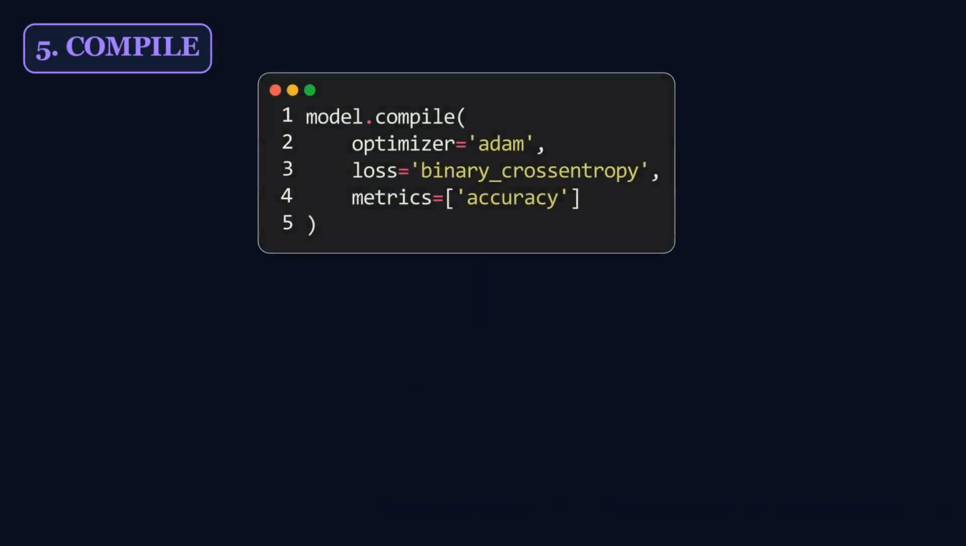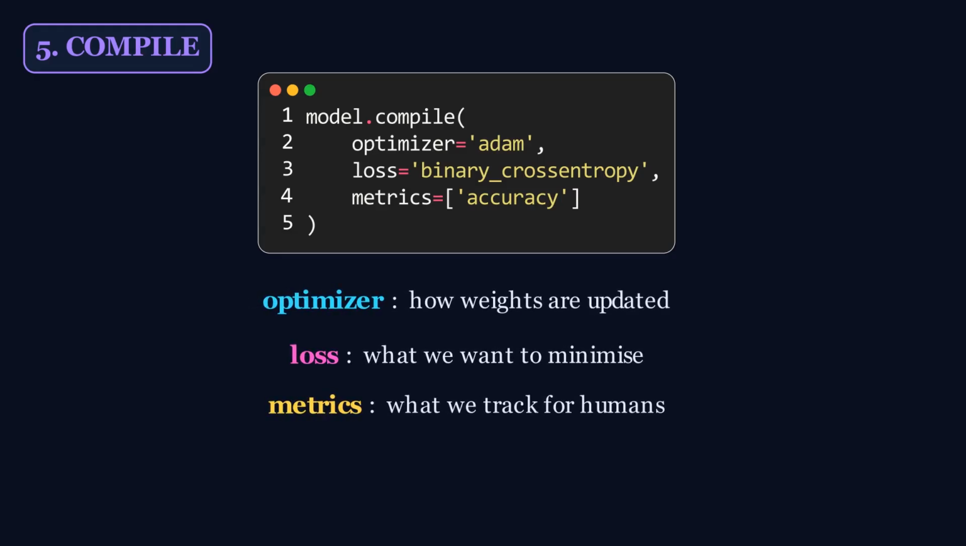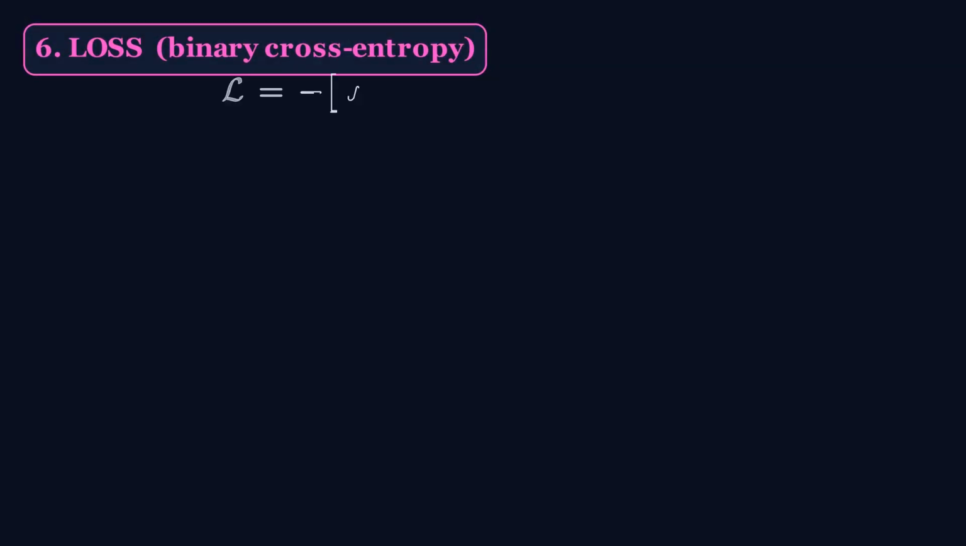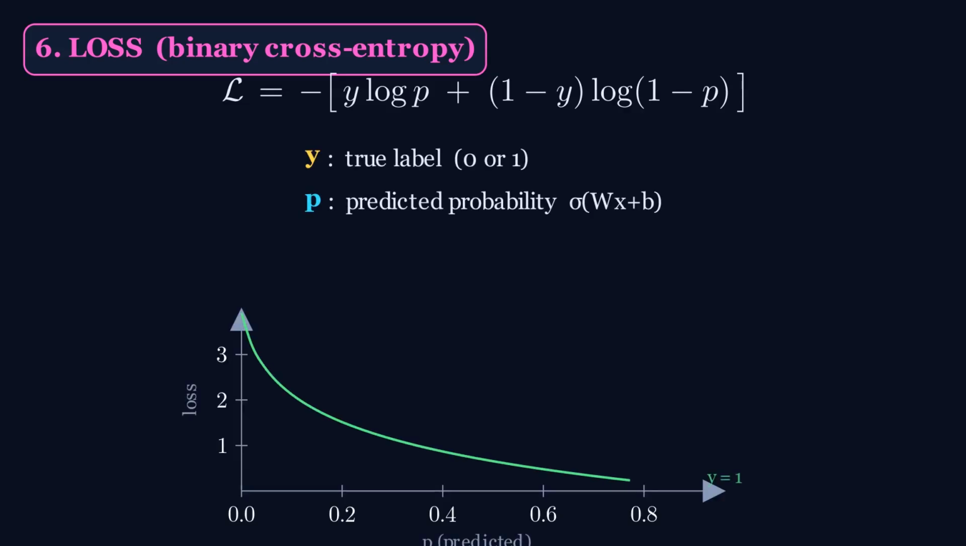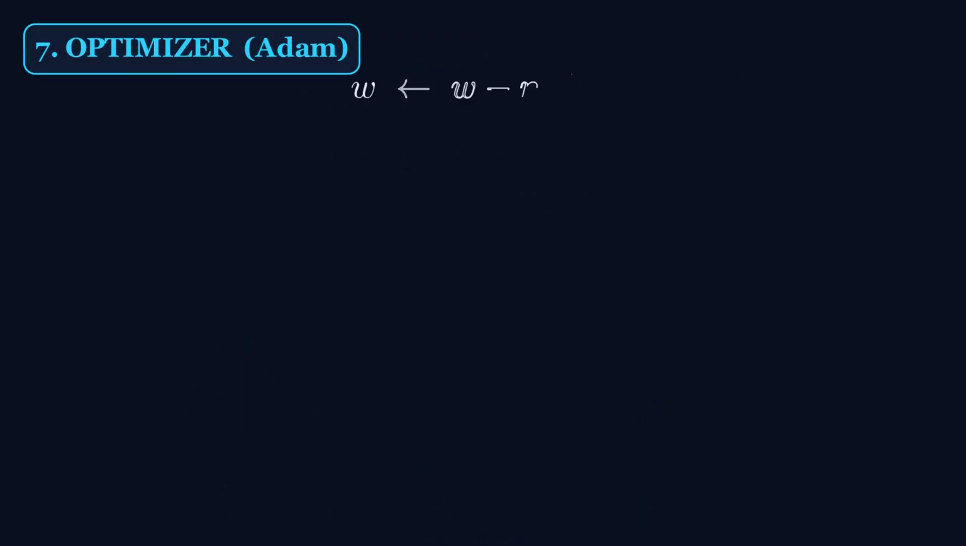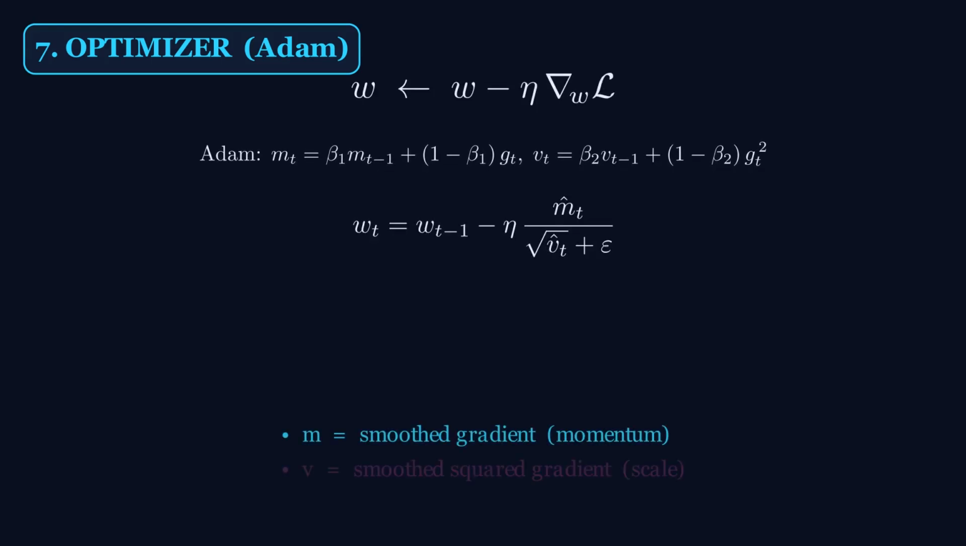We compile the model with the Adam optimizer and binary cross-entropy loss, since this is a 2-class problem. Binary cross-entropy is the negative log likelihood. It punishes confident wrong predictions much more than uncertain ones. Adam keeps a running mean and variance of the gradient. It adapts the learning rate for each weight automatically.